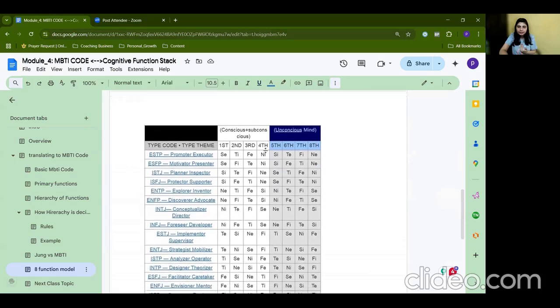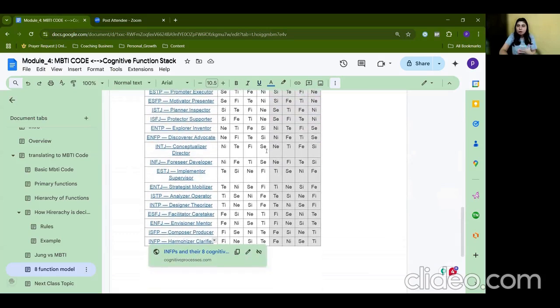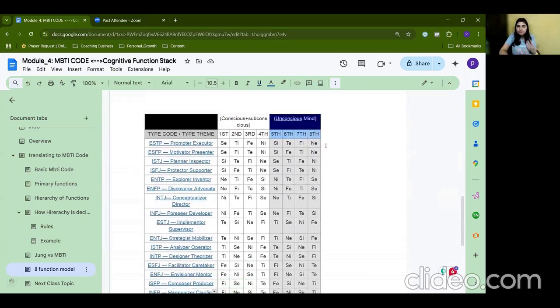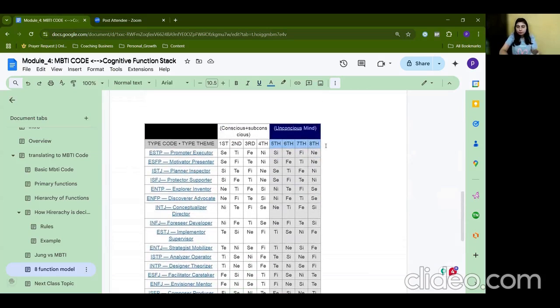Now I have highlighted that here. We will also talk more about how shadow impacts us in the upcoming classes. But right now, this much is enough for you to know that your first and second functions are basically your conscious mind. Third and fourth functions tend to be subconscious. You are a bit aware of them, but not completely aware. So that's your tertiary and inferior. And then the unconscious mind is your shadow, or that iceberg beneath the water, something you're not aware of.